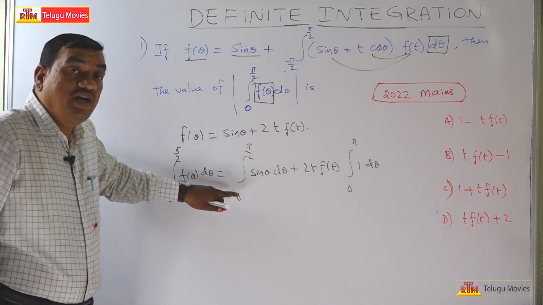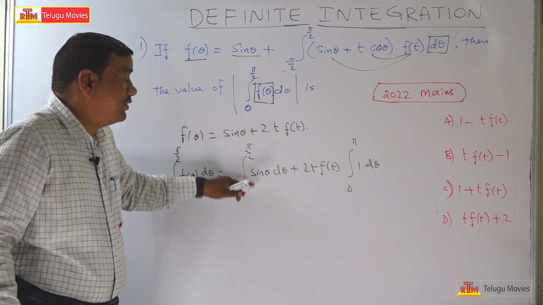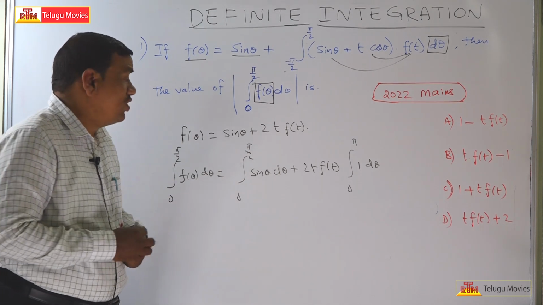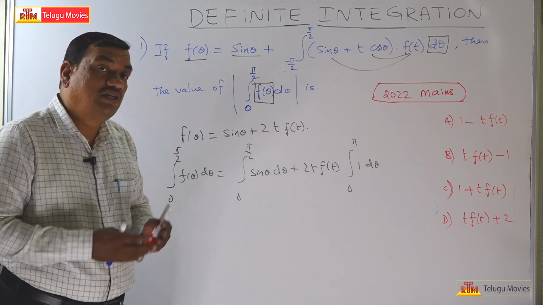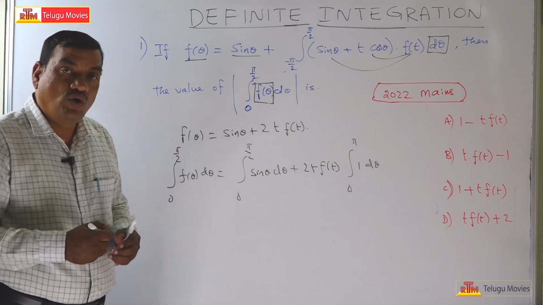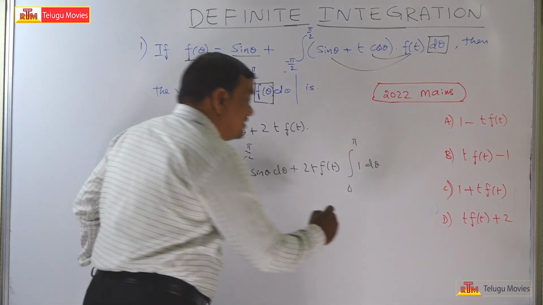Okay now, what is the integral 0 to pi by 2 of sin theta? I will tell you a short trick. Don't do the complete problem. For sin theta, minus cos theta, upper limit, lower limit, no need to check. So first listen carefully.